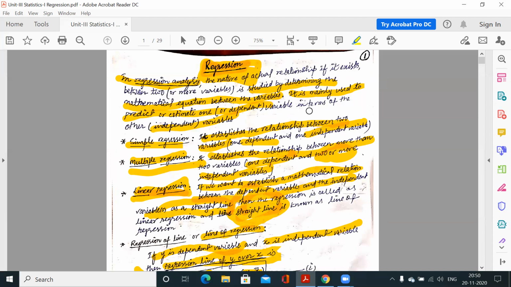So this was about the regression. So our next topic would be the concept of skewness and kurtosis. So in the coming lecture, we will discuss skewness and kurtosis.